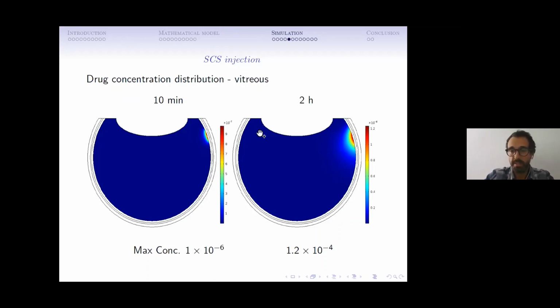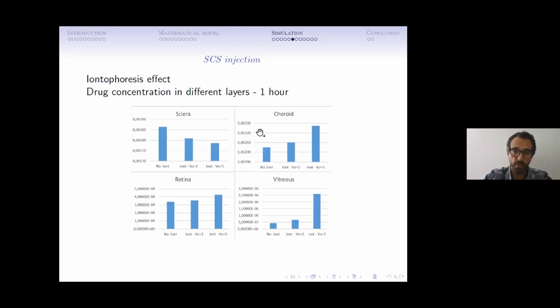But what we want is the effect of the iontophoresis process. So what I will show you here is the difference between not considering the iontophoresis process after 2 minutes.